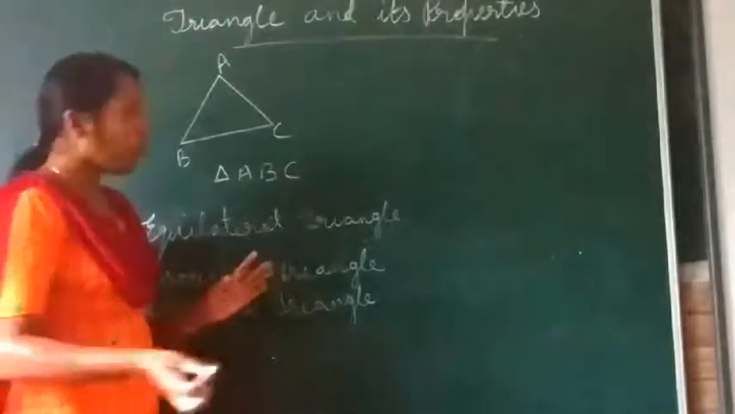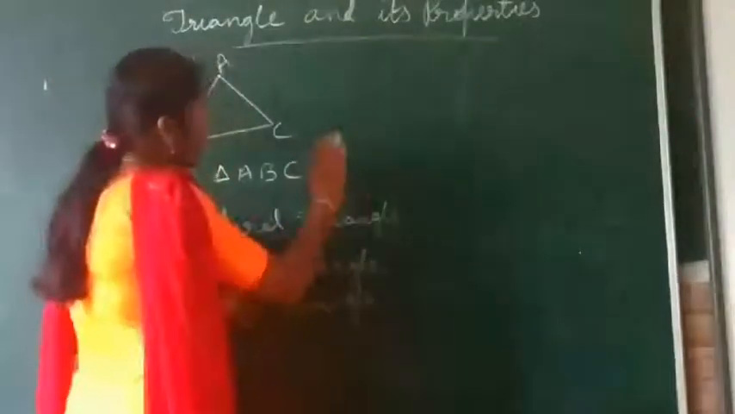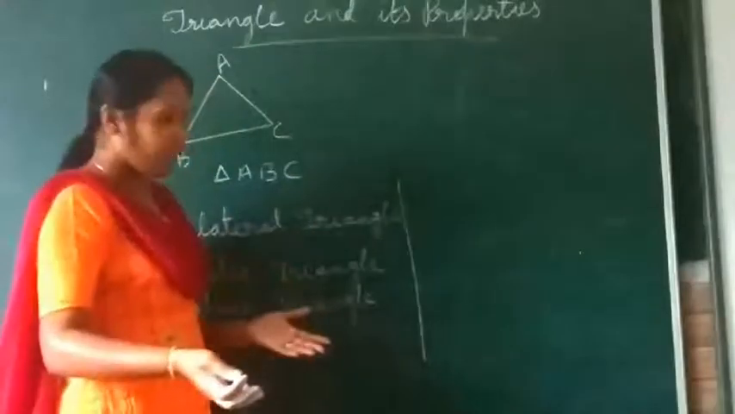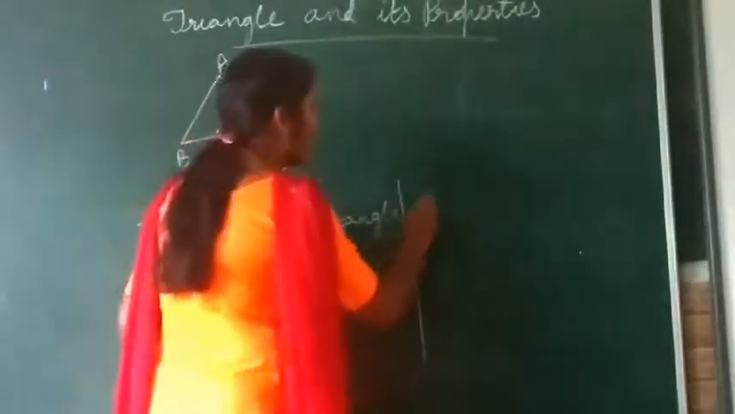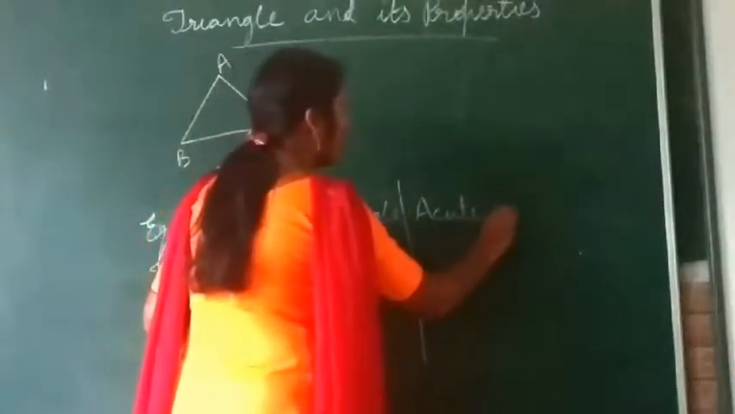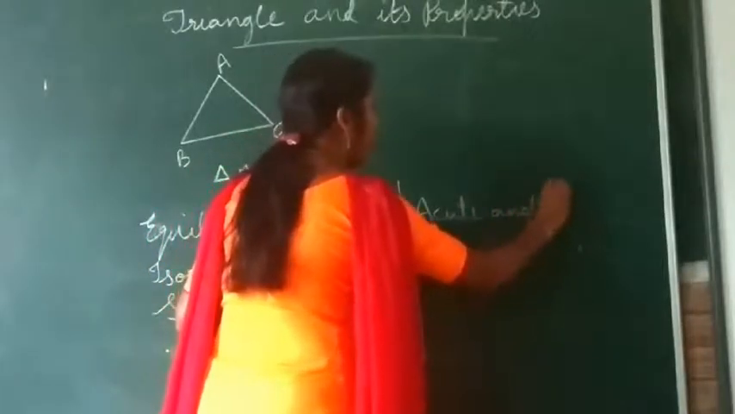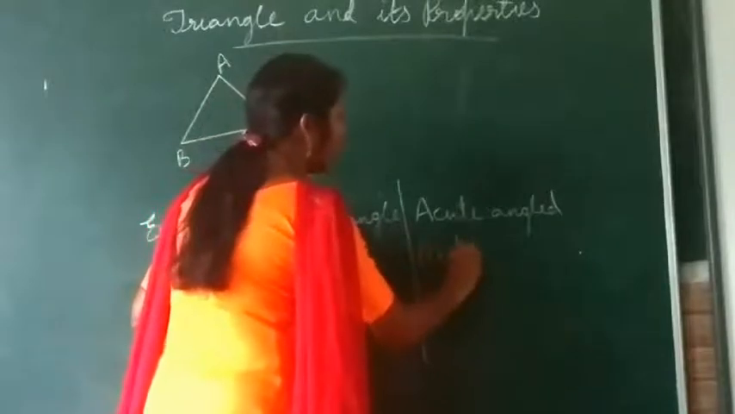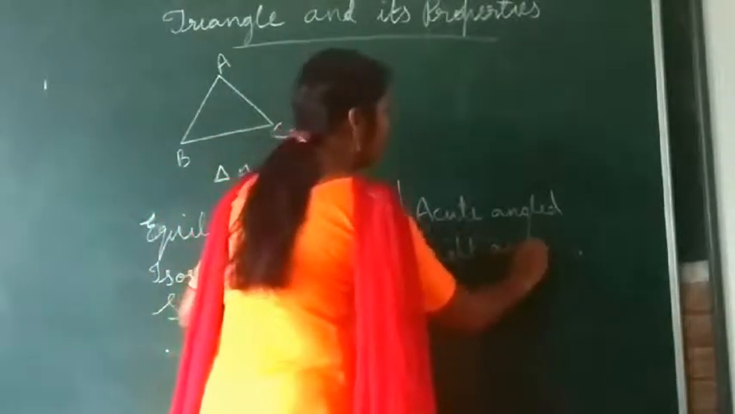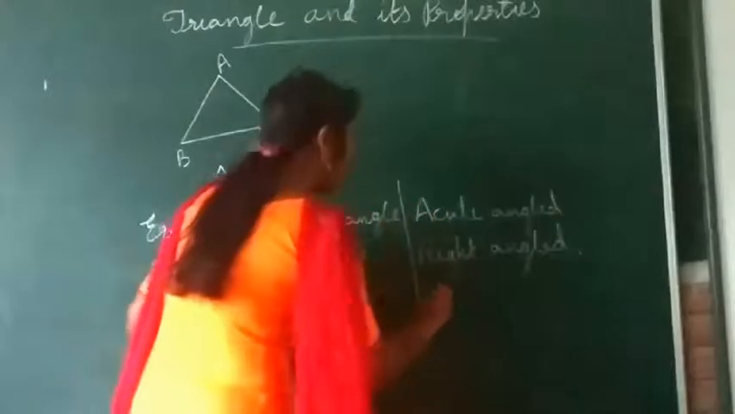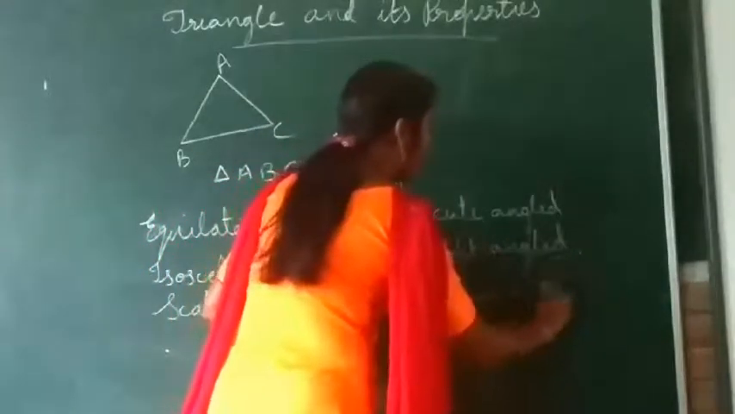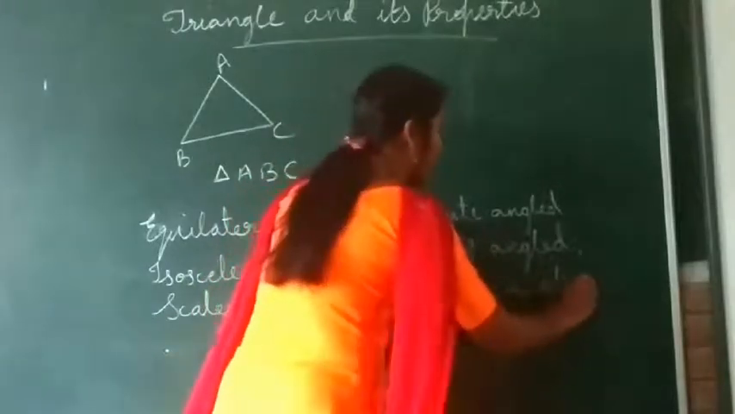Now, on the basis of their angles, their measurement of angles, we can classify the triangles into another three types. That is acute angle triangle, then right angle triangle, and obtuse angle triangle. So you already know what is an acute angle.